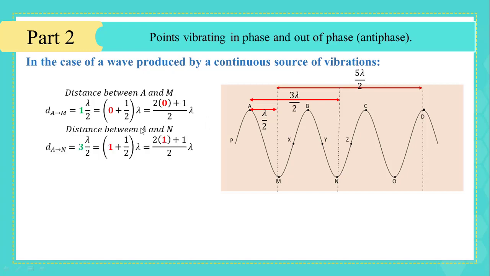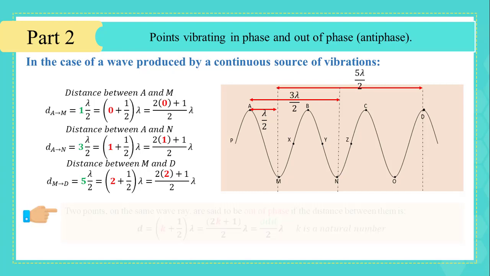The same for the distance between A and N, which will be written as 2 times (1 plus 1 divided by 2) times lambda, and the same for the distance between M and D, which will be 2 multiplied by (2 plus 1 over 2) times lambda. What can you notice? What is common between these forms of the distances?